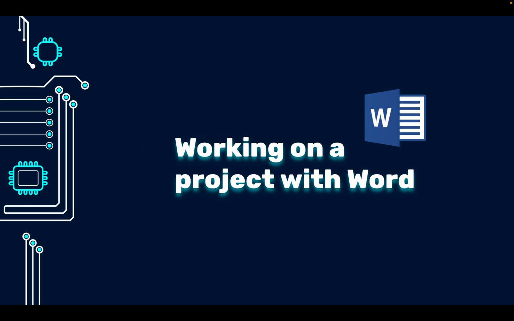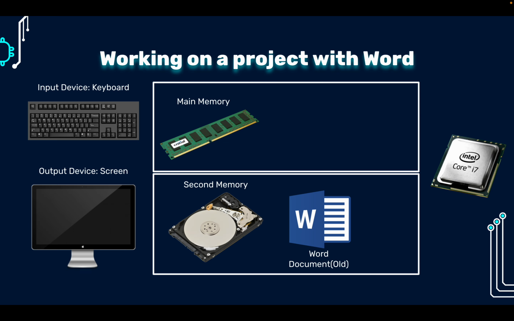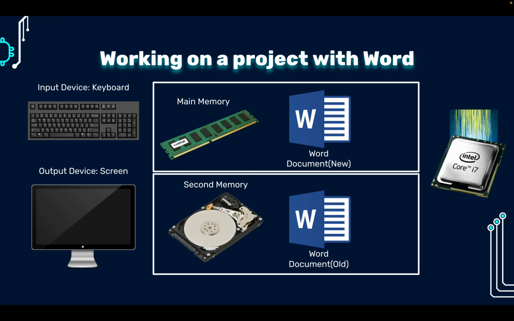Let's look at a simple example, like working on a project with Microsoft Word. Let's assume you have a file saved from before, and right now you want to modify it. When you store it, it is stored in the secondary memory, and when you open it, a copy of the data is loaded from the secondary memory to the main memory, and the CPU will execute the instructions.